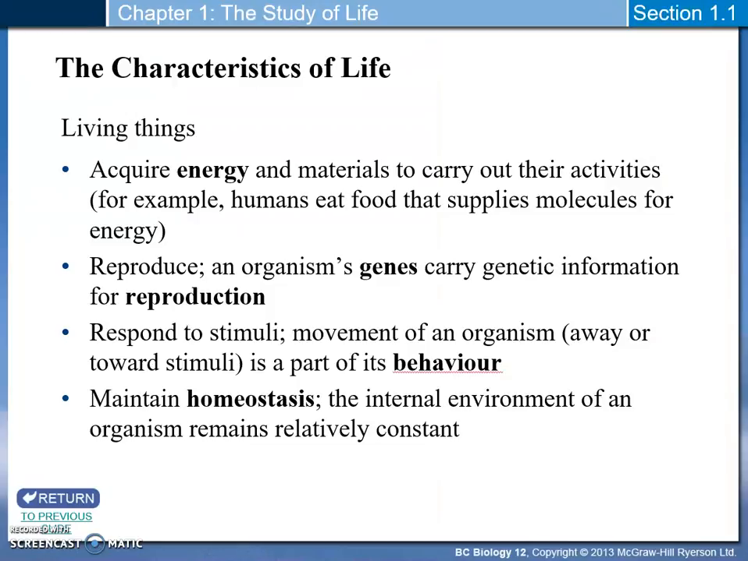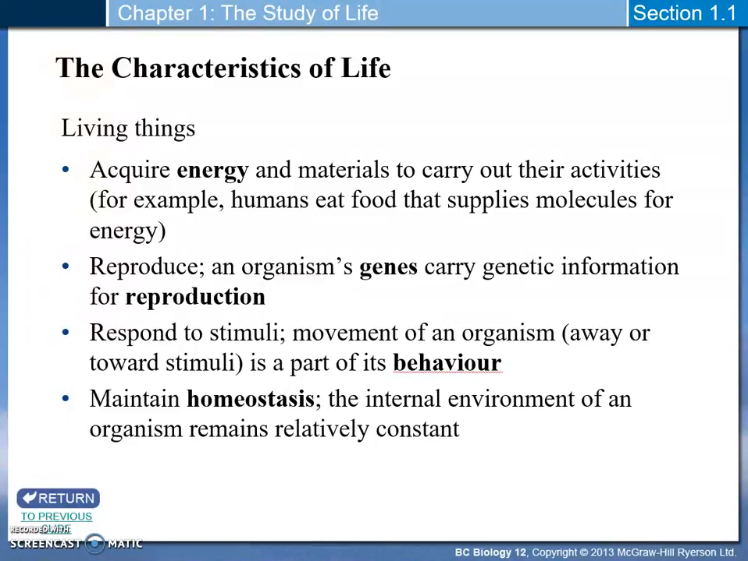Then living things, they need to acquire energy and materials to carry out their activities. So for example, humans eat food that supplies molecules for energy. Living things need to reproduce. So an organism's genes carry genetic information for reproduction. Living things, they respond to stimuli. For example, they move away or toward a stimulus, and this is a part of its behavior.